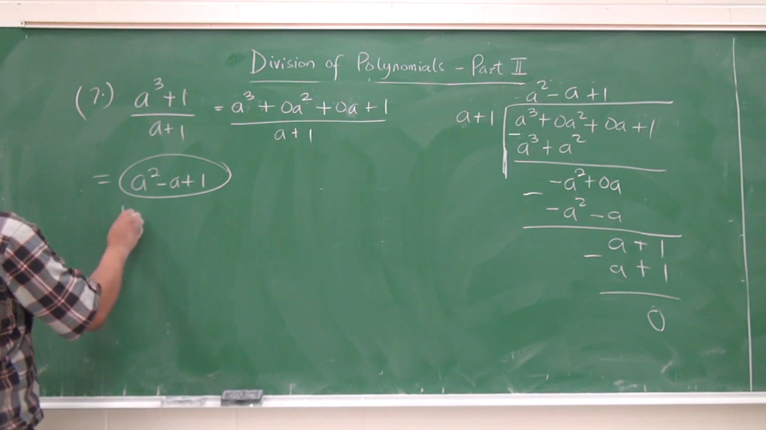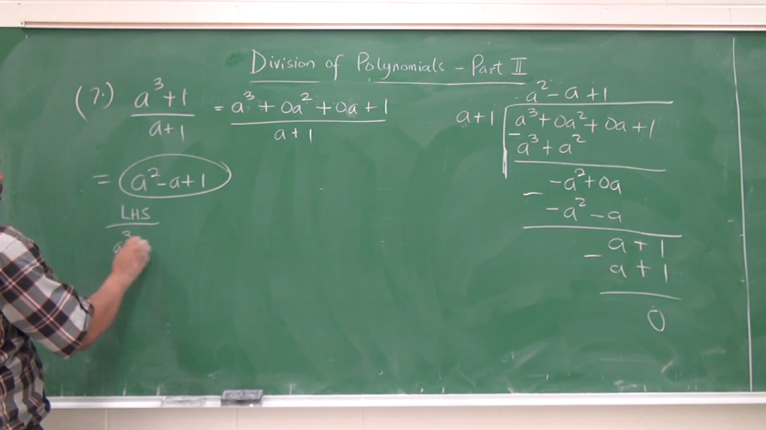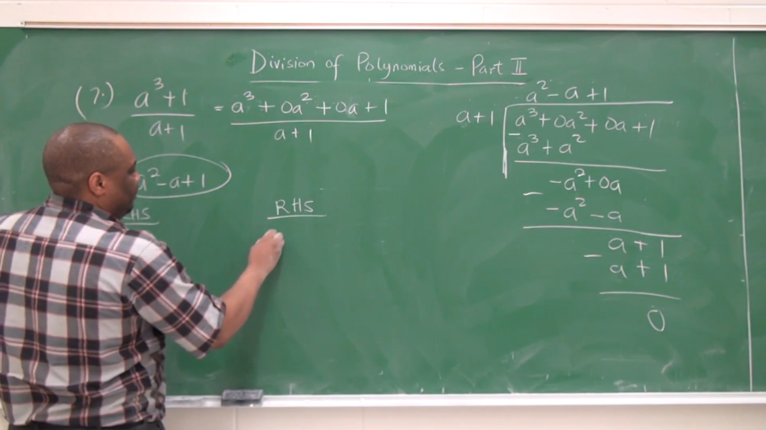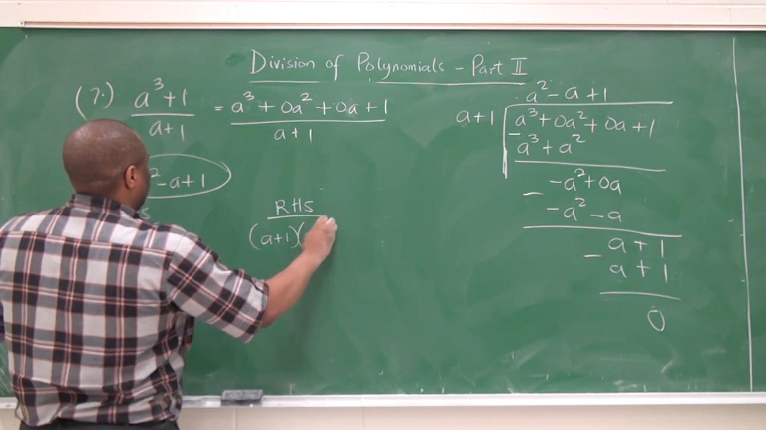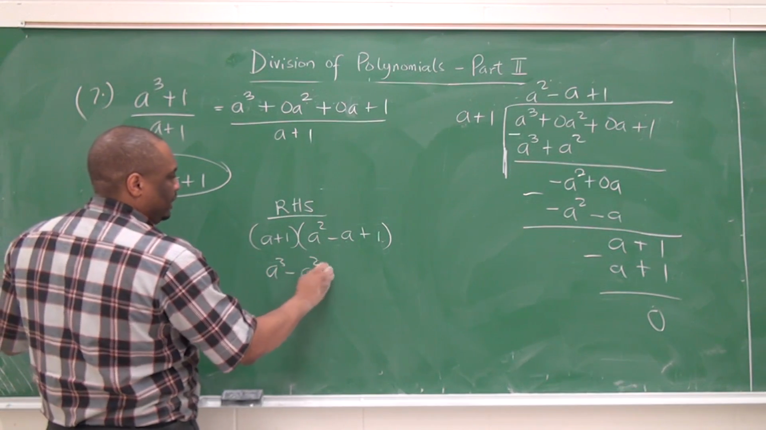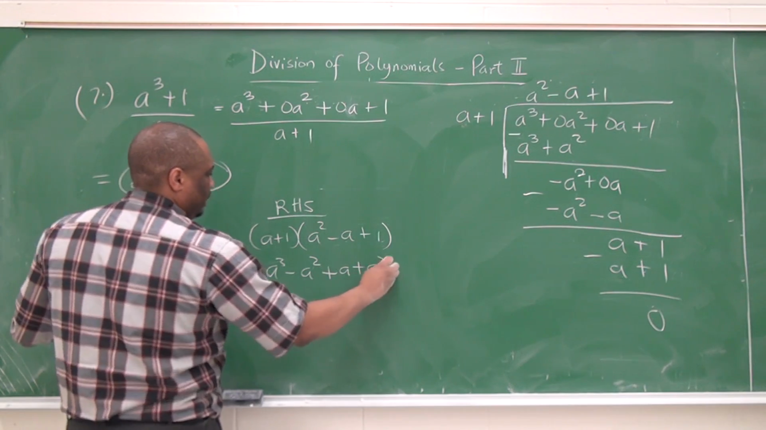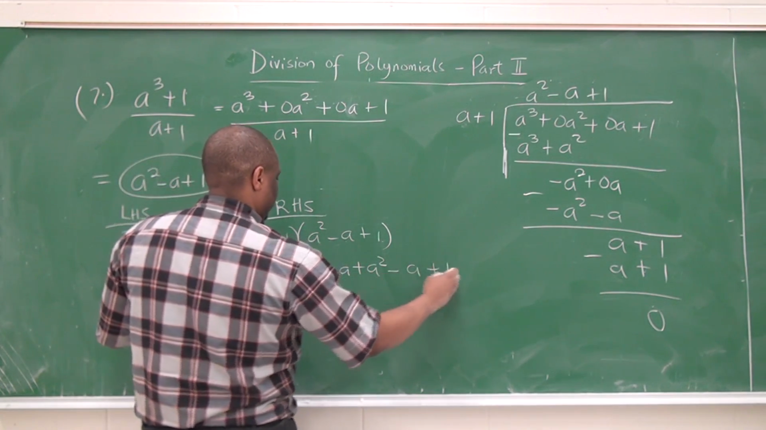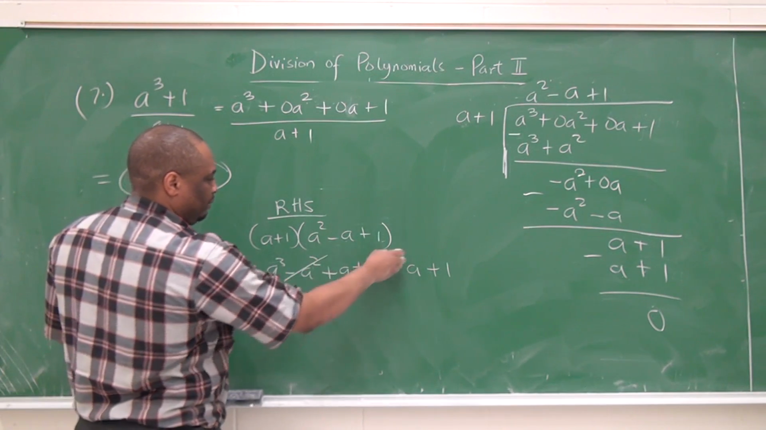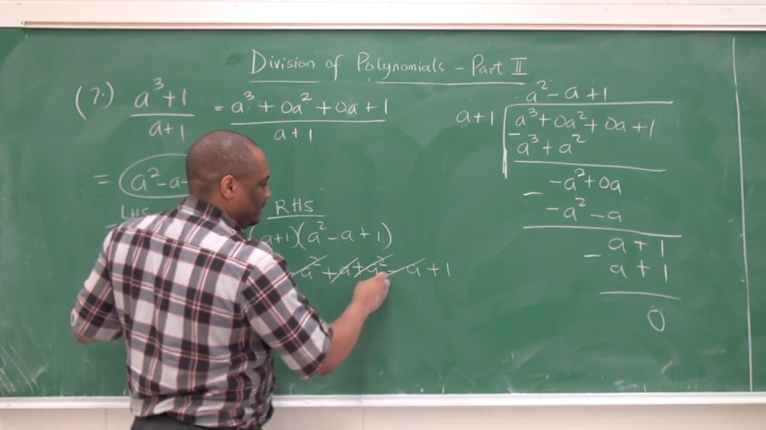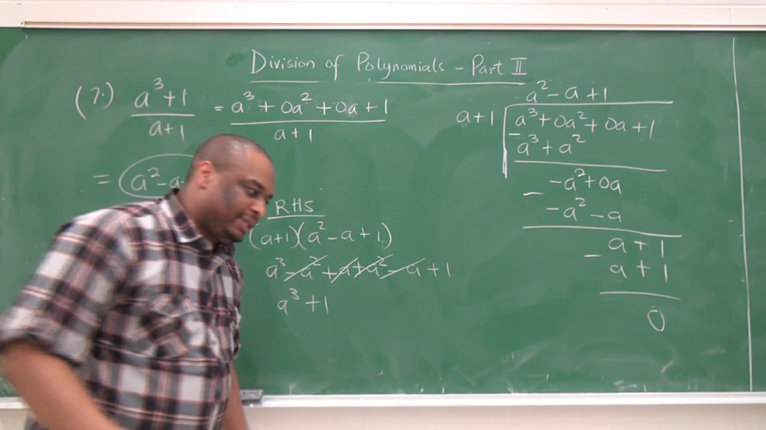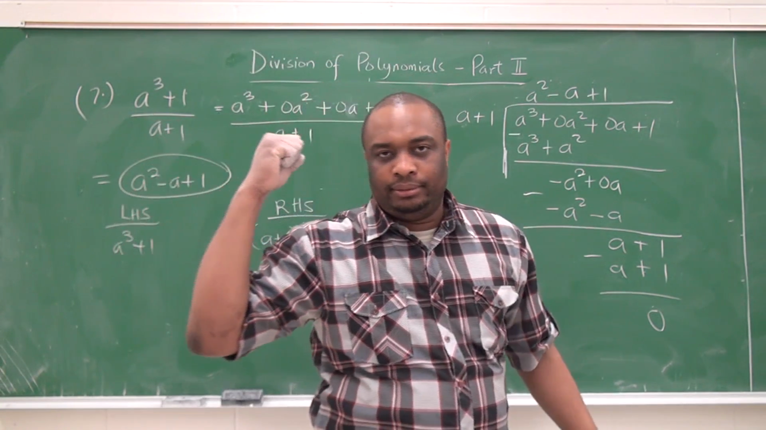So how do we check? Left hand side is what? A cubed plus 1. Right hand side is what? A plus 1 times a squared minus a plus 1. So this is what? A cubed minus a squared plus a squared minus a plus 1. So this is a cubed, it has no brother. A squared has a brother, minus a squared plus a squared gone. A has a sister, a minus a is gone, plus 1. A cubed plus 1 on the right hand side, a cubed plus 1 on the left hand side. You can drink water.